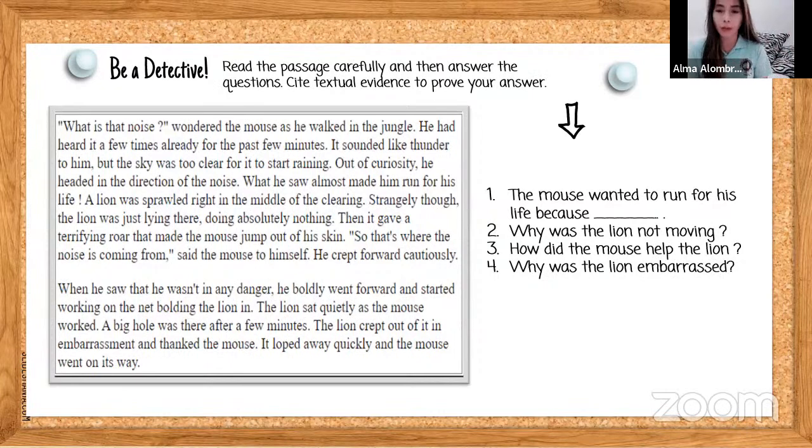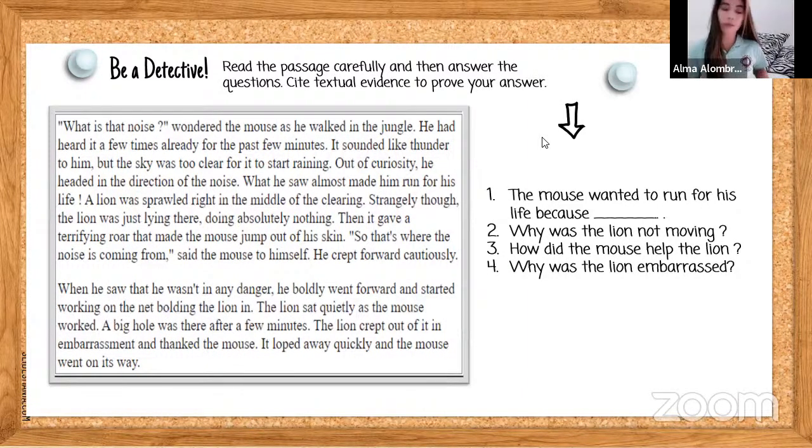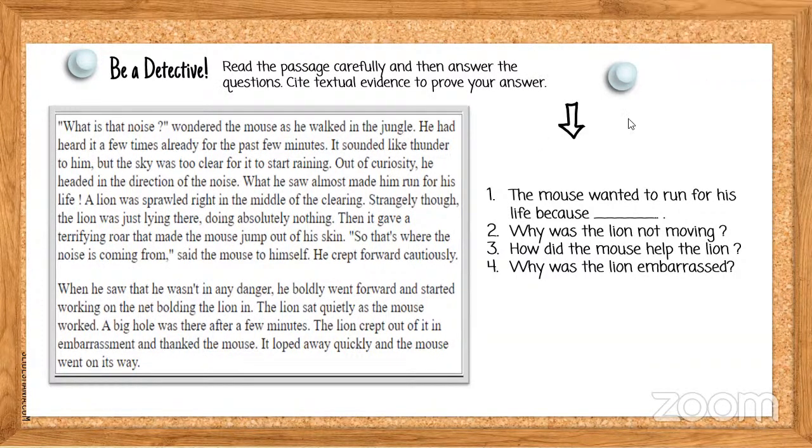But there is something going on with the lion. You can answer number 2. The mouse found out that it was not as scary as it looked. Okay, question number 2. Let's do this quickly. This is just a reading exercise. Geraldine Mabanan, can you read question number 2? Why was the lion not moving? Question number 2, read aloud, Geraldine. One more time. Why was the lion not moving?